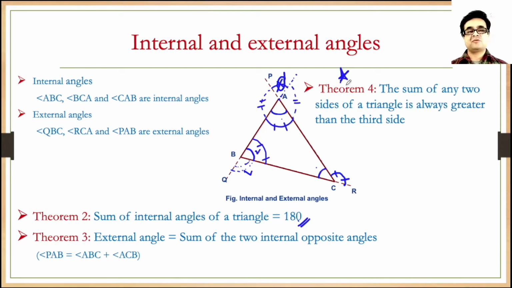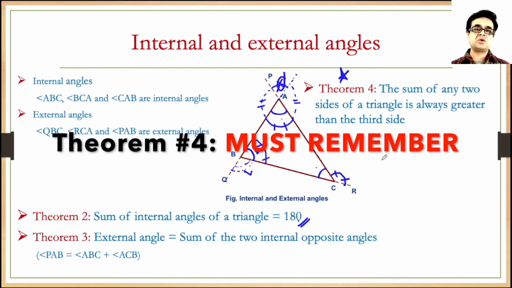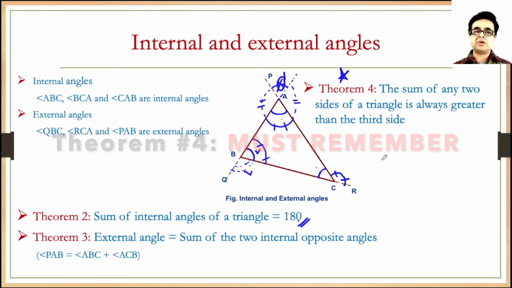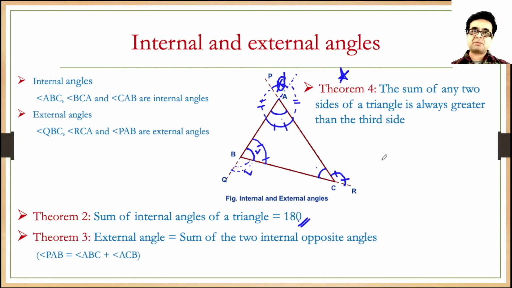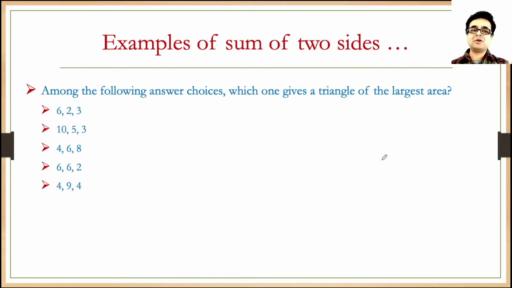And finally, one of the most important theorems of triangles is that the sum of any two sides in a triangle is always greater than the third side. This theorem is used in a lot of data sufficiency questions, and can also be used in a lot of problem solving questions. All in all, a very, very important theorem. You should always remember it. There are a lot of applications around this particular theorem. And here is one. So if you want, you can pause here and try to solve this question by yourself.